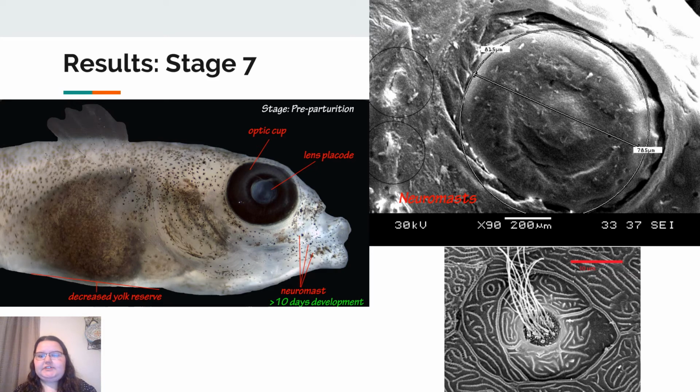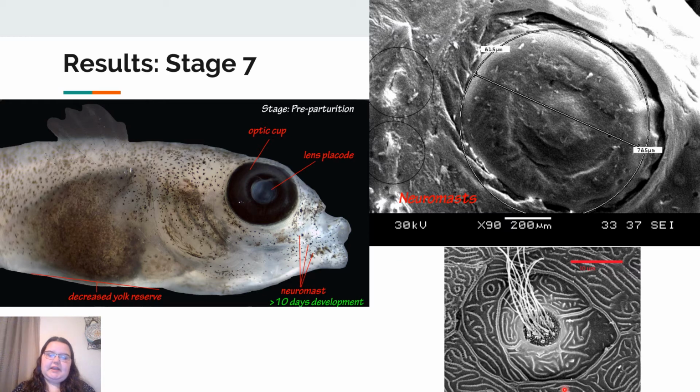At this stage, the fish is at full maturation and is ready to be expelled from the mother's brood pouch. And here you see a fully functional eye with the optic cup and lens placode. You also see that the fish has a decreased yolk reserve in comparison to the previous embryos. And this is because the fish is about to be expelled and go into the environment, and so it should be able to get nutrients on its own. You also have these organs here, which are neuromasts, and these are part of the lateral line organ system. These are mechanoreceptors that allow the fish to sense vibrations and movement so they're able to detect predator and prey.